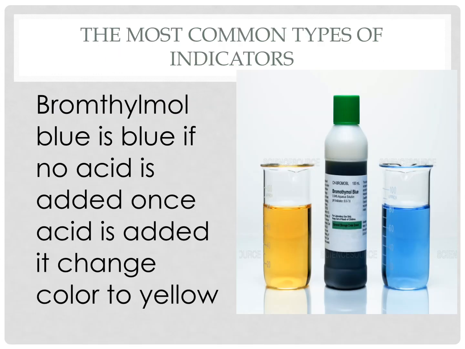The most common types of indicator. One of the most common types of indicator is bromothymol blue. This indicator is pale blue in water. So if you didn't add any kind of base or acid, the color will be pale blue, as you can see right there. When acid is added, the color changes to yellow because of the presence of the acid.